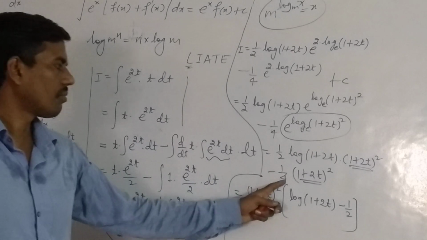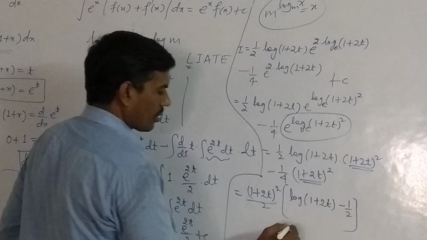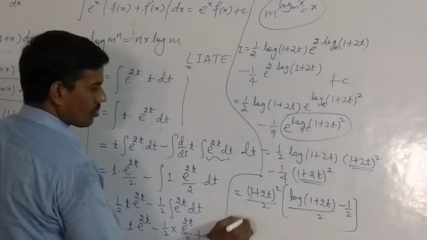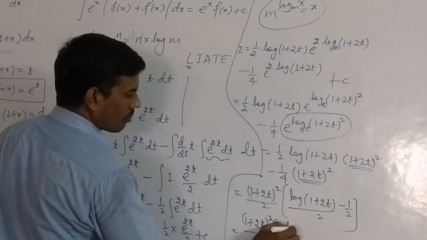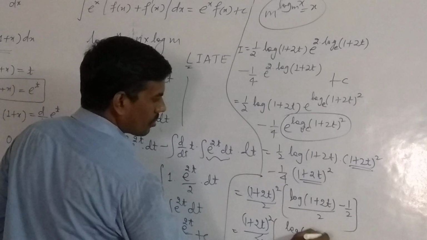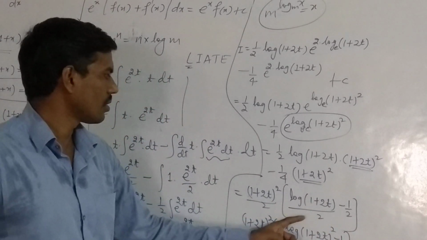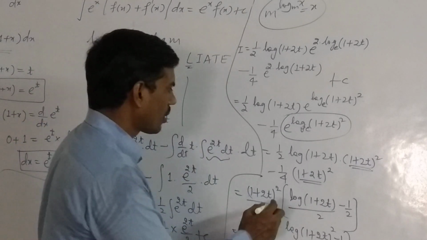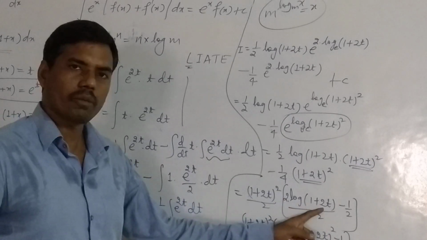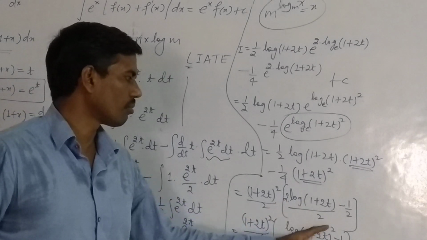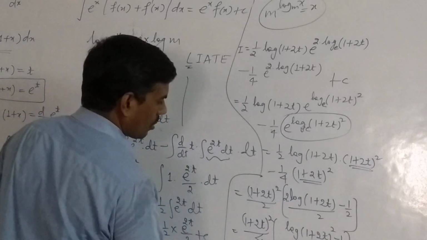Okay, 1 by 4, 1 by 2 is common, so 2 twos are 4. You can write it as 1 plus 2t to the whole square upon 4 into log of 1 plus 2t square minus 1. Here, 1 by 2, we have to write 2. Log of m to the power n, minus 1. Okay, so this one is your final answer.